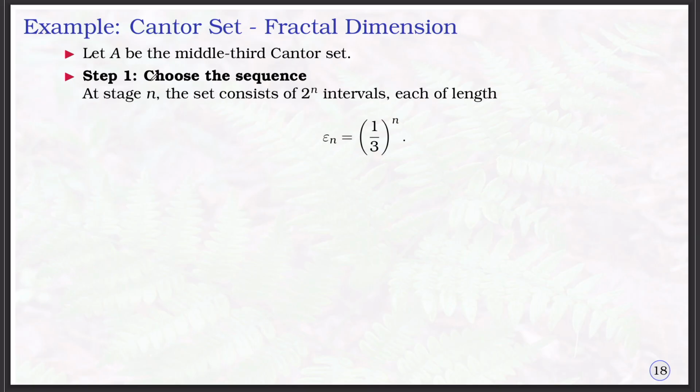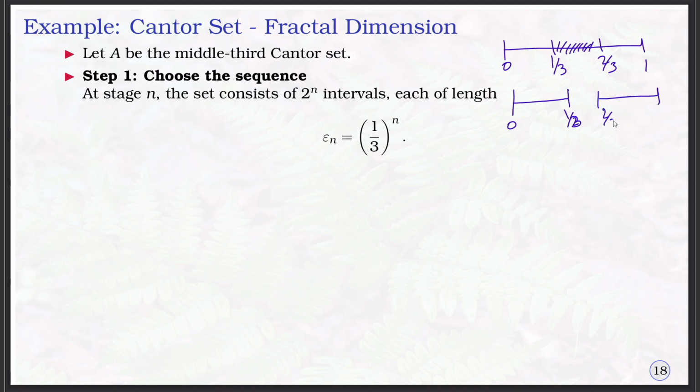Now, we know how we constructed the Cantor set. We divide the closed interval 0 comma 1 into 3 equal parts and remove the middle open interval, and after the first iteration we get the union of these two intervals. After that, we divide each into 3 equal parts and remove the middle, and then after the second iteration one can get the union of these.